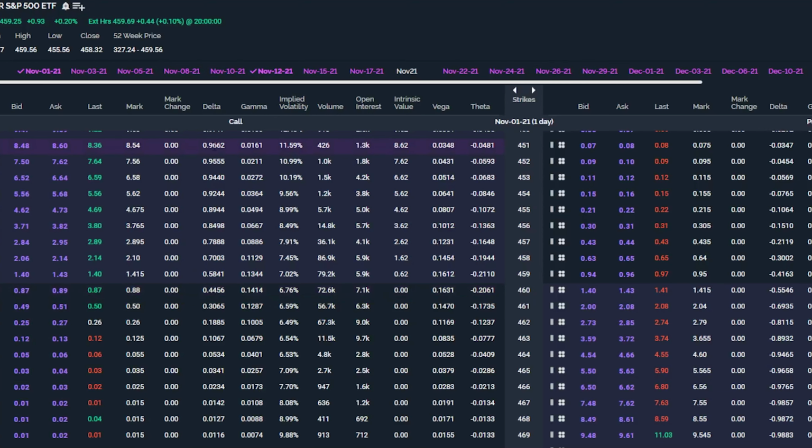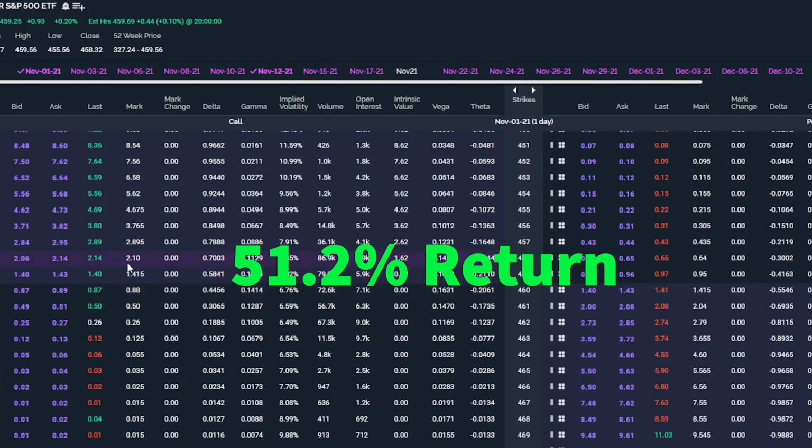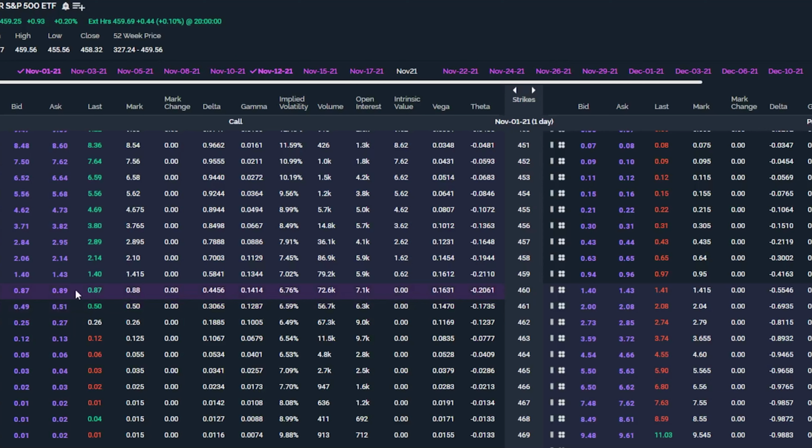It's less than half, or it's more than half of this delta, but what's going to be the rate of return? So we take 0.4456, we divide it by 0.87, and we get a 51% return. So if SPY moves $1, then we make 51% of our money. Now let's go way outside the money.